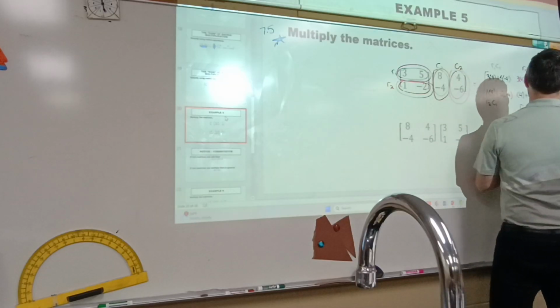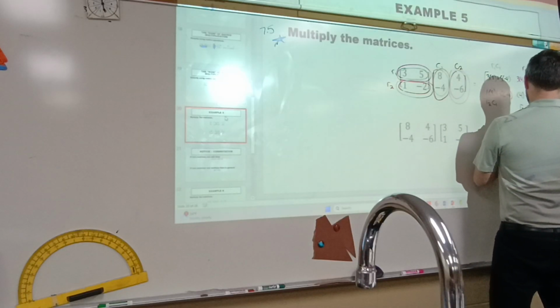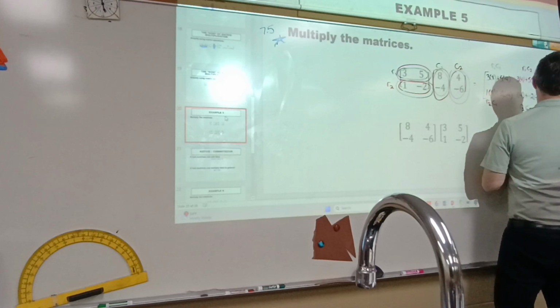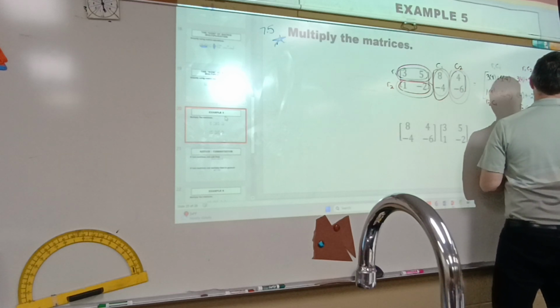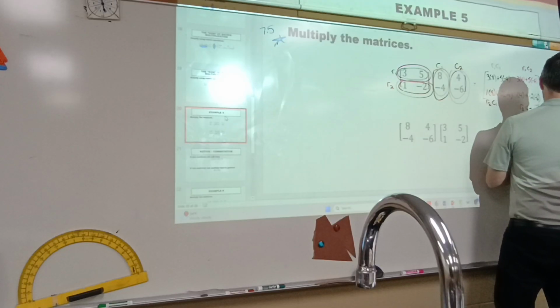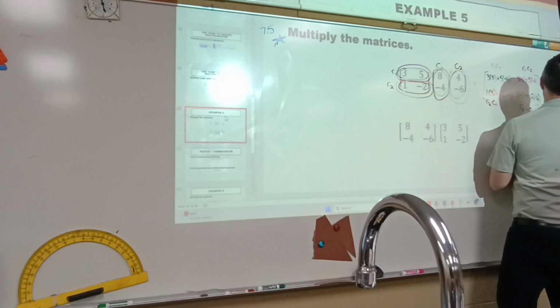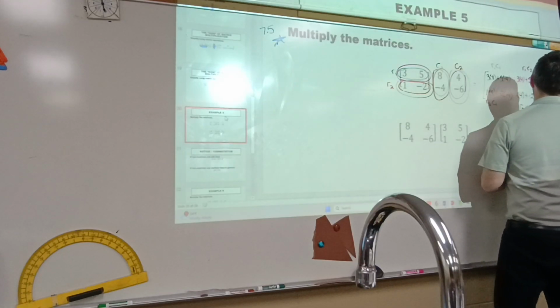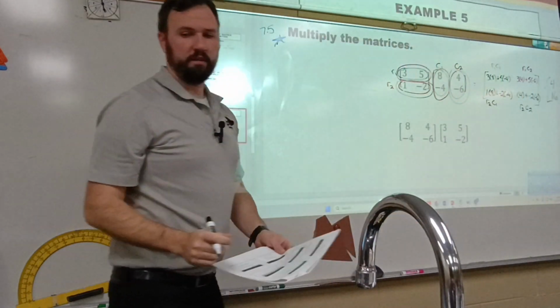If you want to know what this looks like nice and simplified, it would be 4, 18. Today's not a good day to be a marker. There it is. All right.